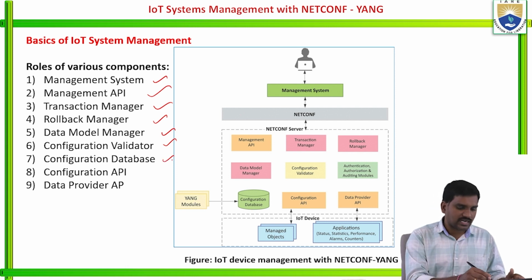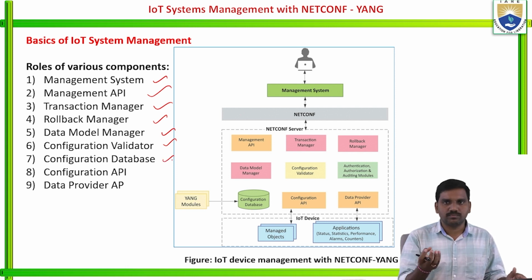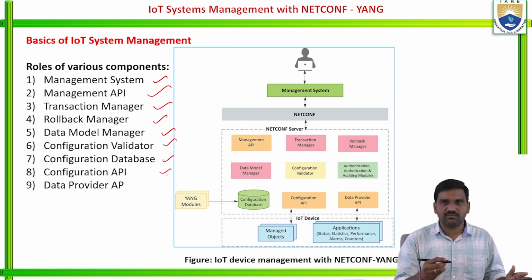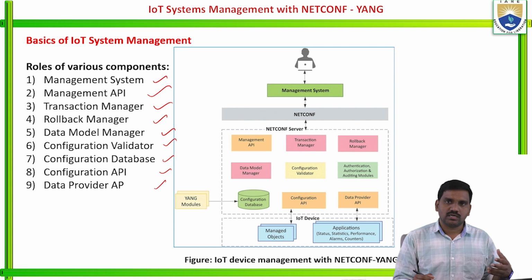Next, the configuration database. In order to store information, we need a database. Next, the configuration application program interface, along with the data provider application program interface. These are the nine basic components of IoT system management, along with this diagram.